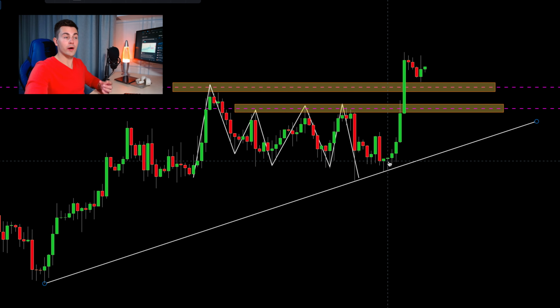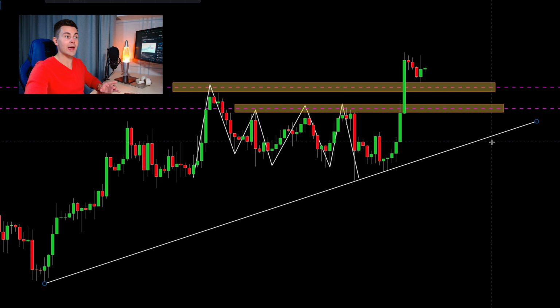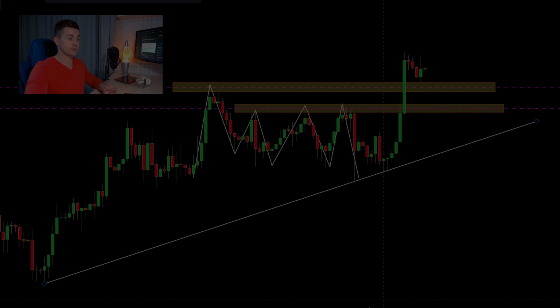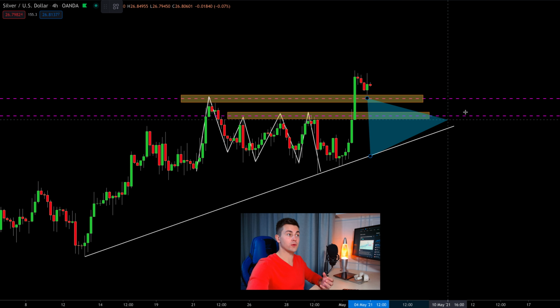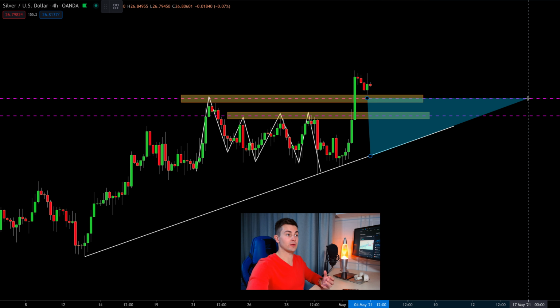So right now over here we have this upper boundary, the strong structure resistance. We have the structure here in the middle, but we also have this trend line. So where will be our buy zone? We must unite all the structure levels that we identified, and we must draw the area based on all the recent structures that we identified.